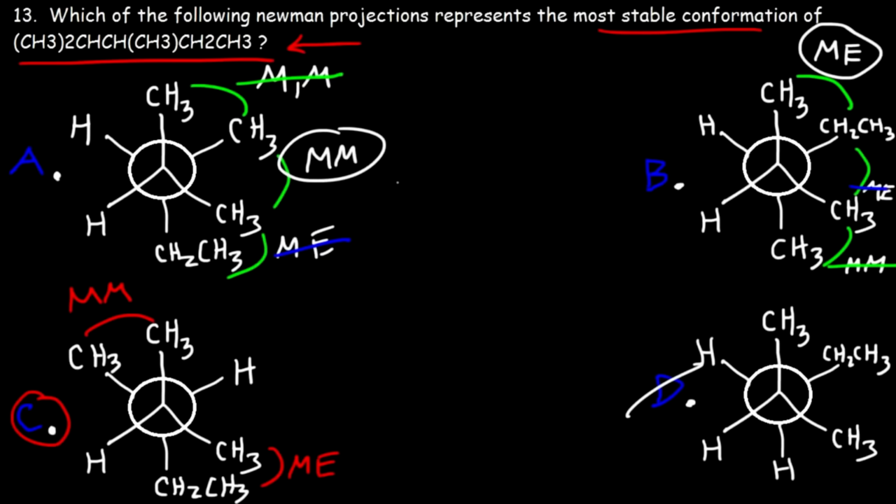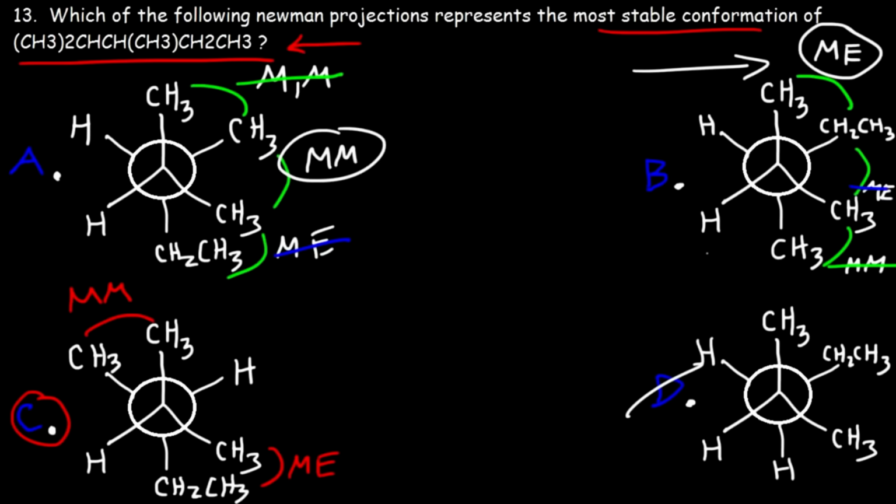Now the ethyl group is bulkier or bigger than the methyl group, so there's going to be more steric strain when a methyl interacts with an ethyl. So therefore, because there's more steric strain in answer choice B, it's going to be less stable than A.